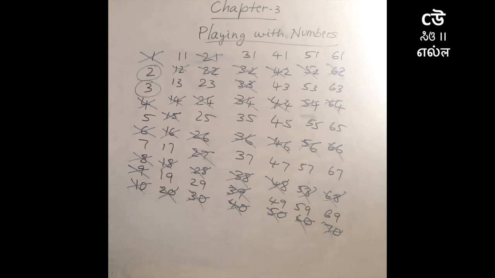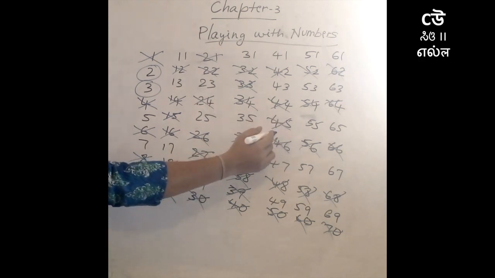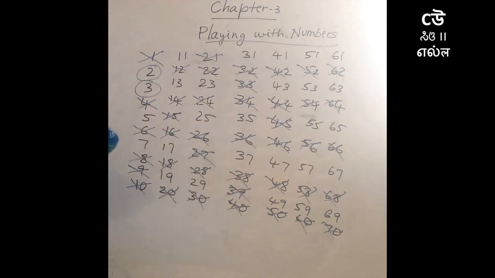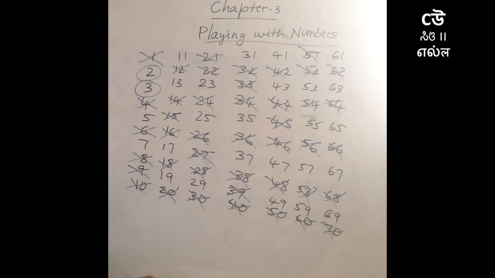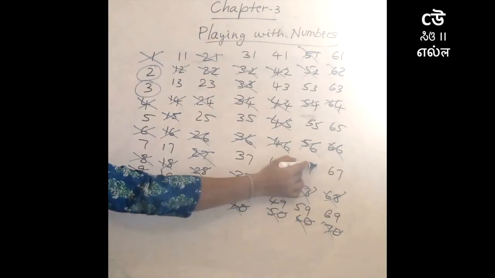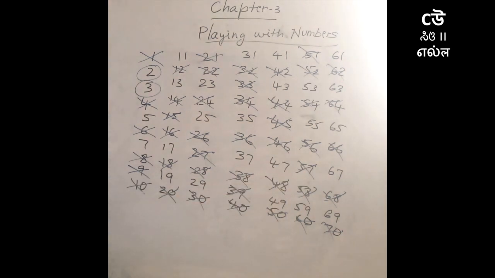Okay. Next, 3 16s are 48. 3 17s are 51. 3 18s are 54. 54 is already done. So 3 19s are 57, then 60. Okay.